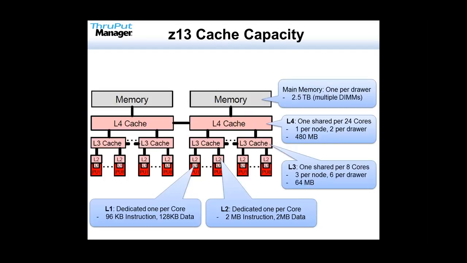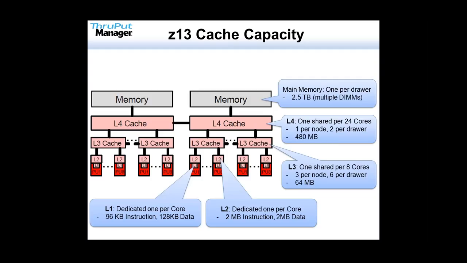Now the z13 has a lot of real estate. Like its predecessor, the EC12, the z13 has 4 levels of processor cache plus main memory. This diagram is taken from the z13 Redbook. It shows the basic memory layout in a single drawer.